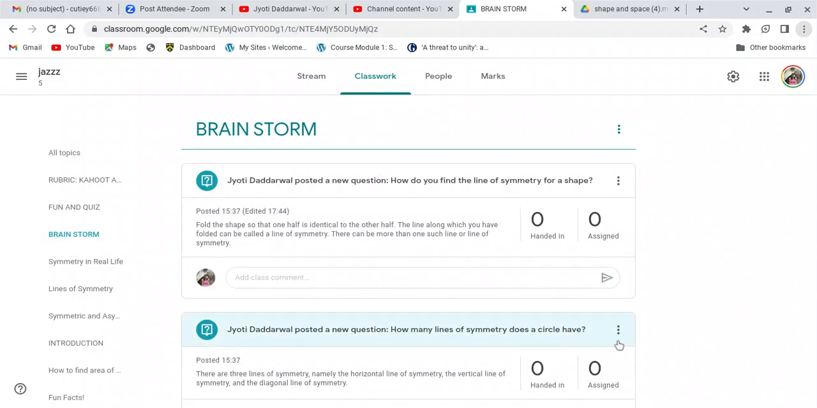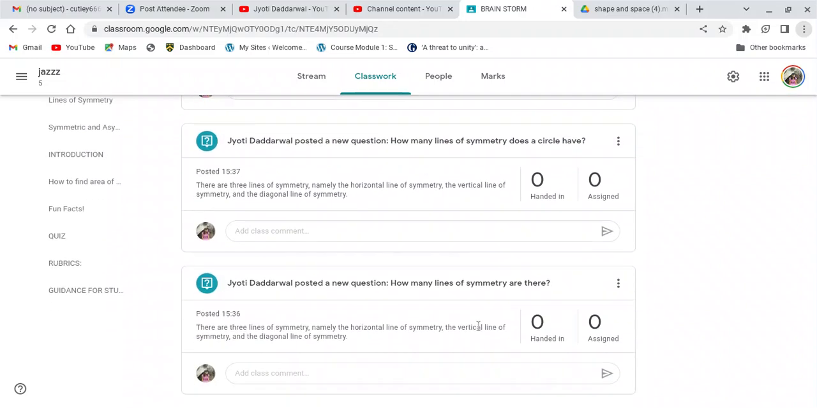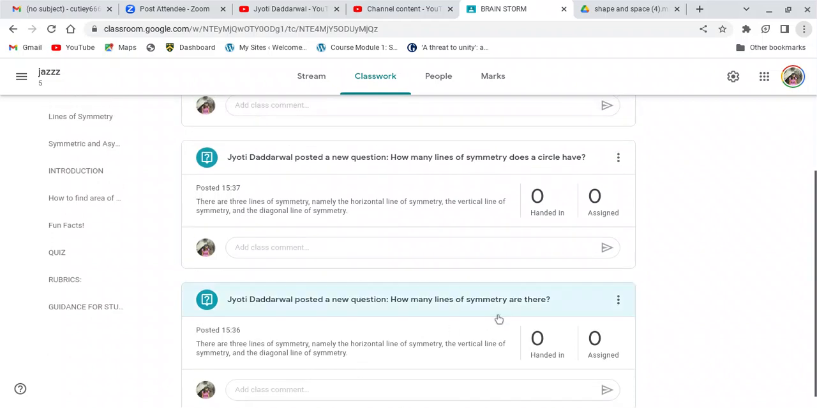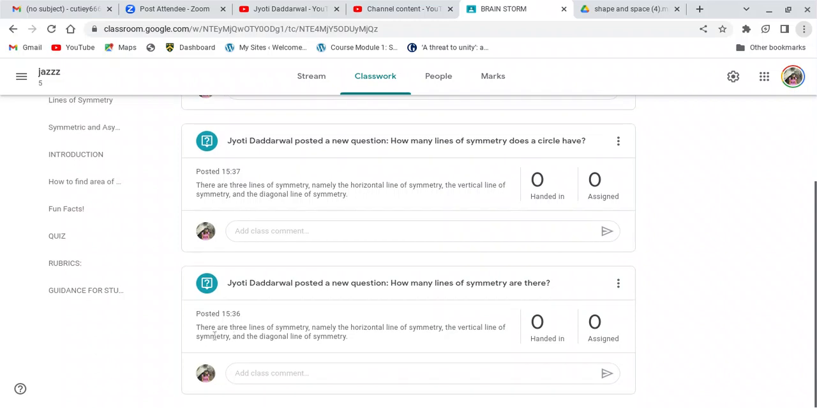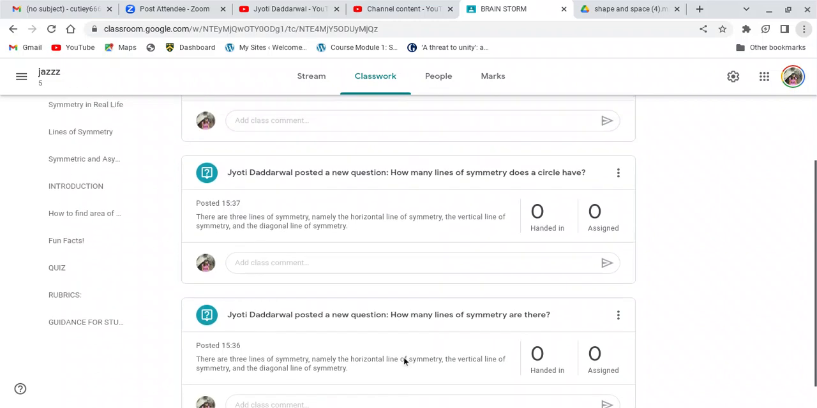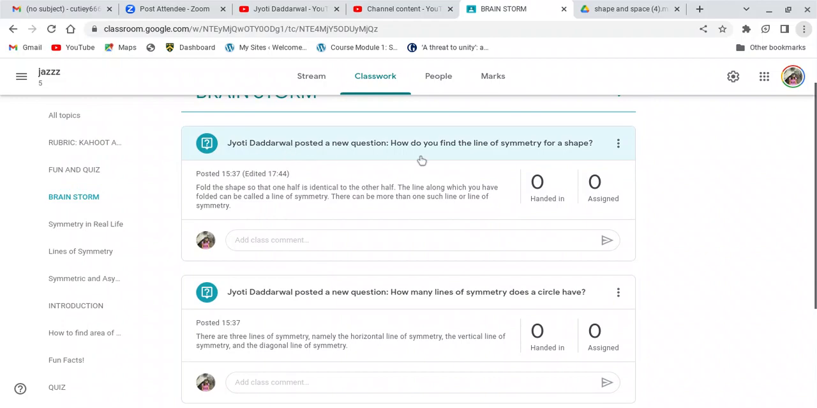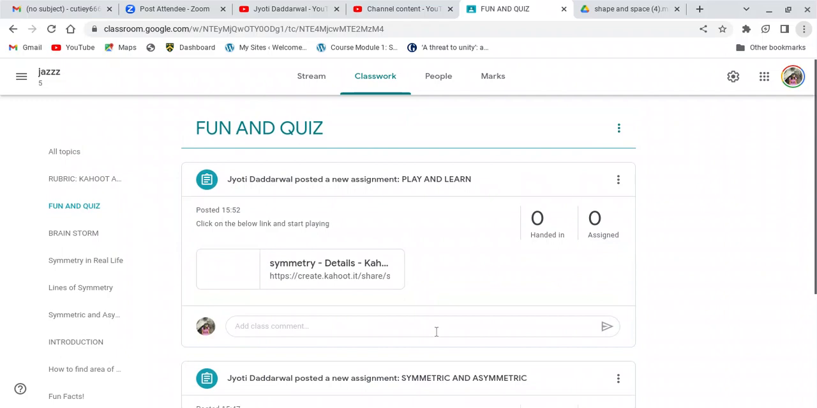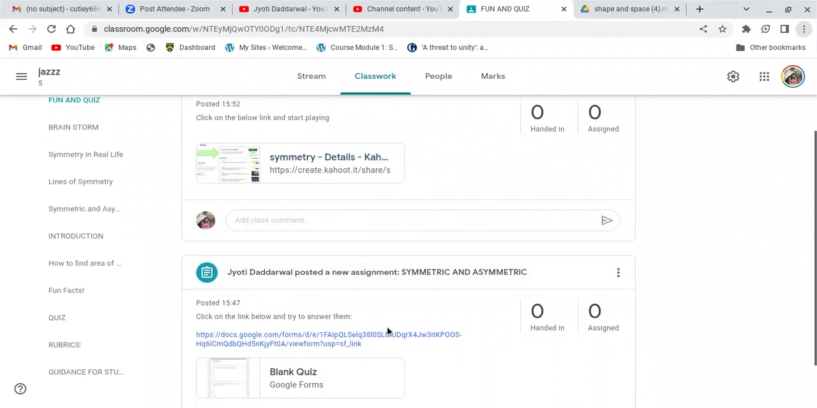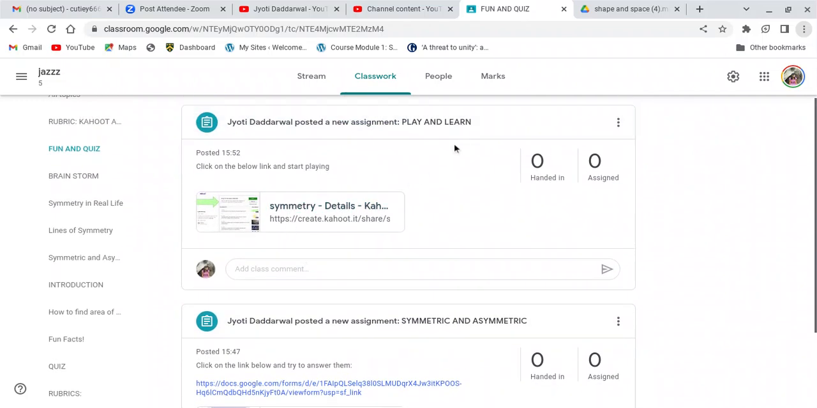Then I ask them three questions as a brainstorming activity, so that they have some idea, like how many lines of symmetry there are. The answer is that there are three lines of symmetry: vertical, horizontal, and diagonal. The next question: how many lines of symmetry does a circle have? Then, how do you find the symmetry of a shape? Then I organize a fun quiz game for them, which is the Kahoot game.